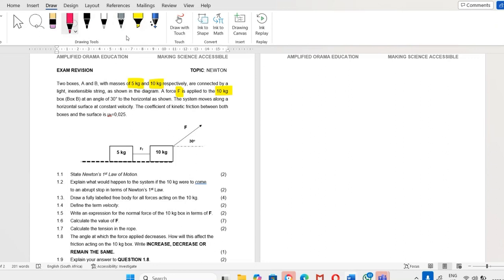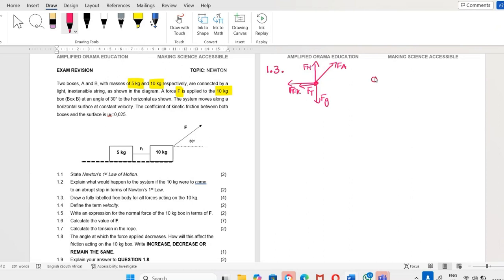Then 1.3 says we must draw a fully labeled free body diagram of all the forces acting on the 10 kg box. On the 10 kg, we have an applied force, Fa. Then there's also a normal force, Fn. And then we have friction, which is Fk. We also have tension, Ft. Then we have Fg. So those are the forces that are acting on the 10 kg box.